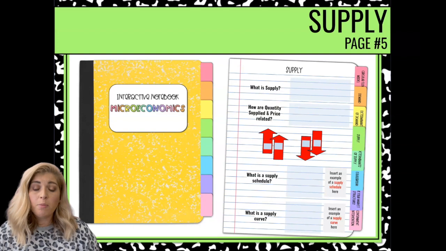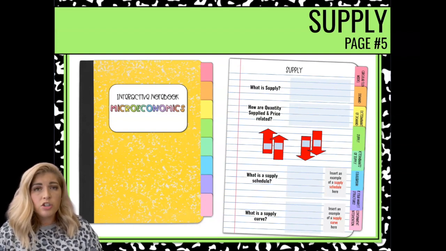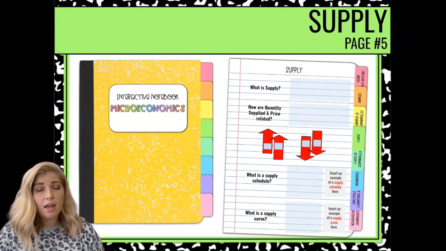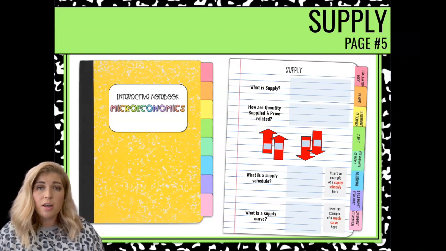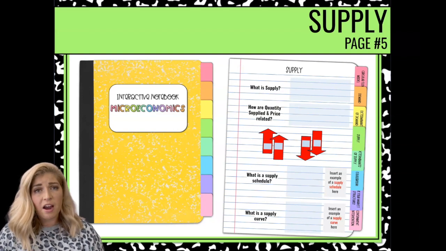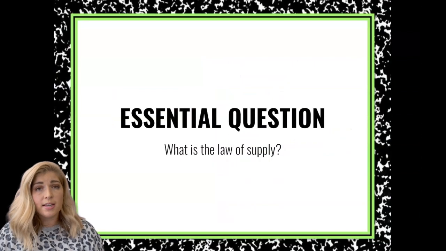Okay, so again, we're talking about supply today, and we'll be on page 5 of your interactive notebook. Just like when we talked about demand for the first time, you can see down the left-hand side of your page, you have a series of questions, and then on the right-hand side, you have some boxes to fill in. So each slide will be answering that question, and then the notes will be to fill into those boxes. Let's start off first with our essential question. It's going to be very similar to demand because supply is just the flip side of it. So our essential question for today is, what is the law of supply? What does it tell us?